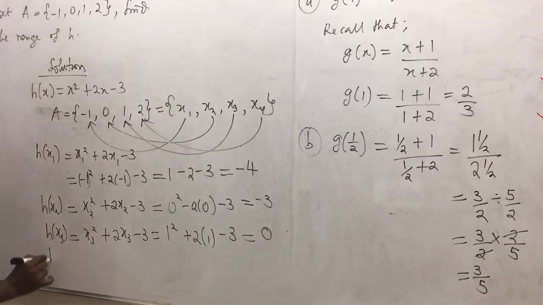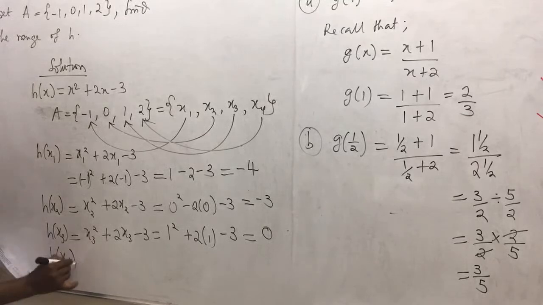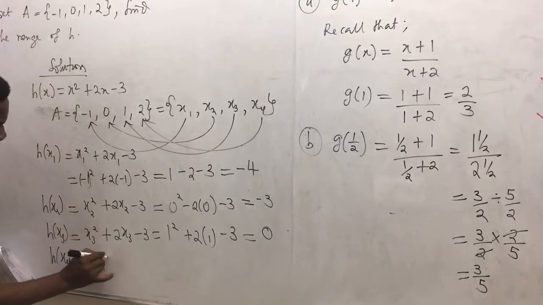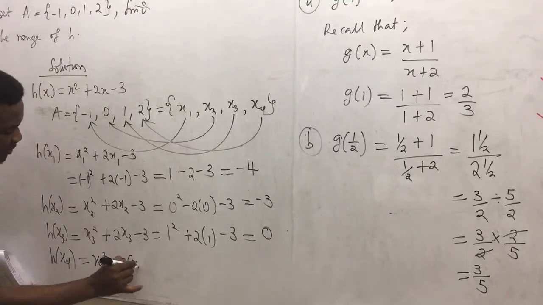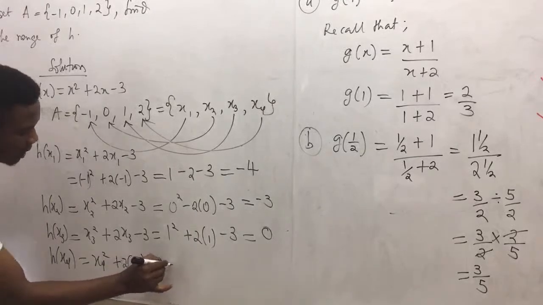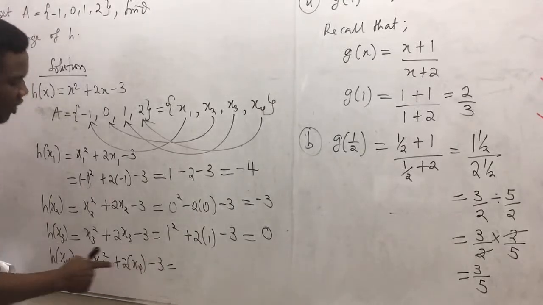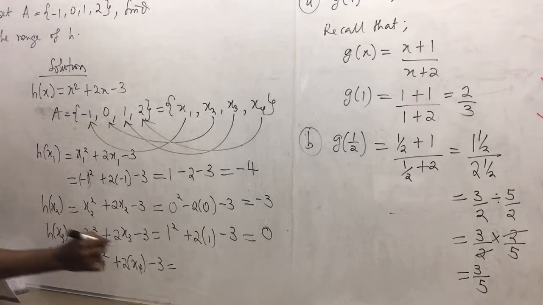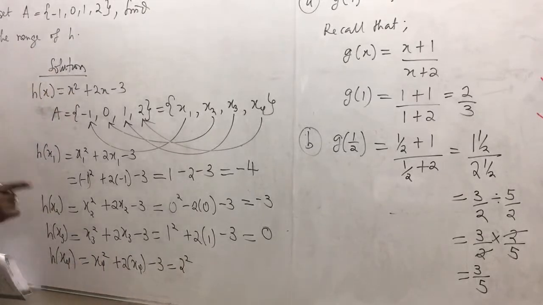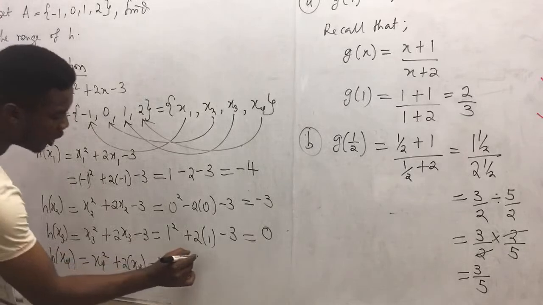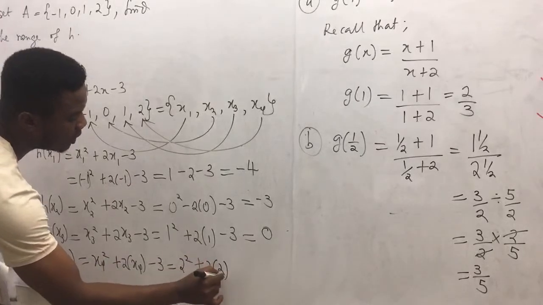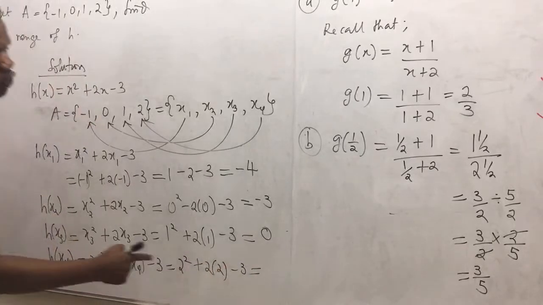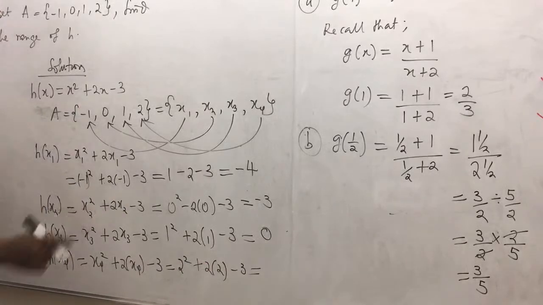Finally, when you obtain h of x4, it will be x4 squared plus 2 times x4 minus 3. And that will be whatsoever x4 is, all squared, which is 2 squared because x4 is 2, plus 2 times 2 minus 3. So 2 squared is 4, 2 times 2 is 4.